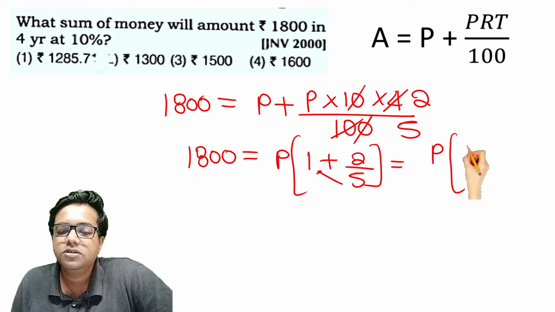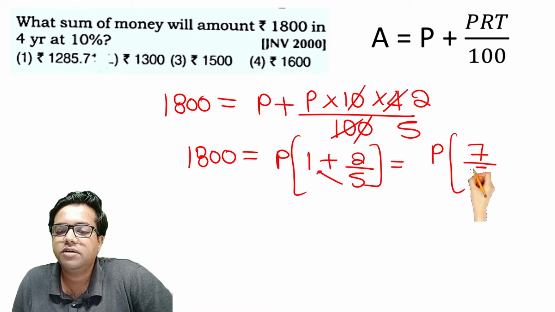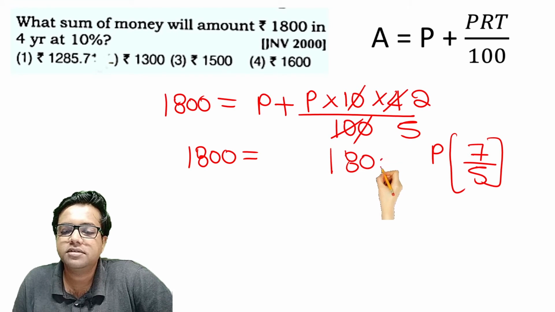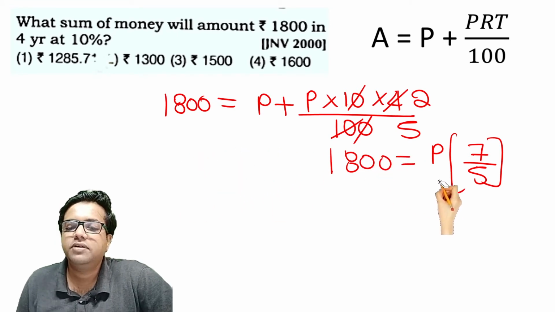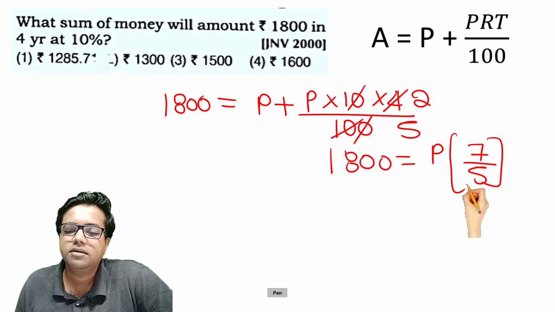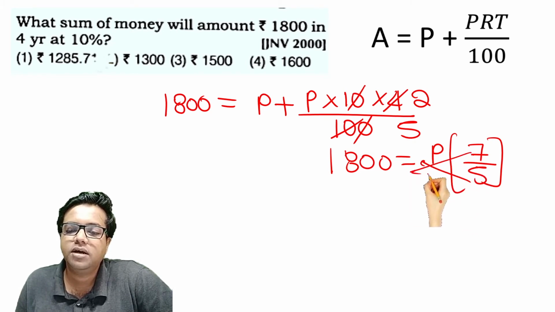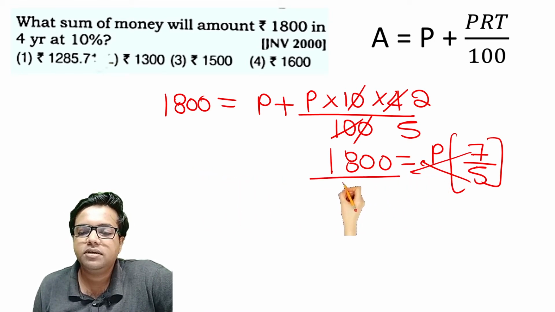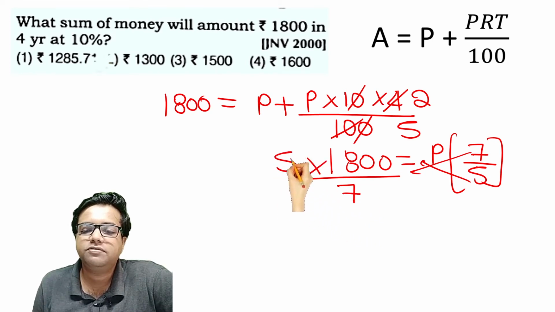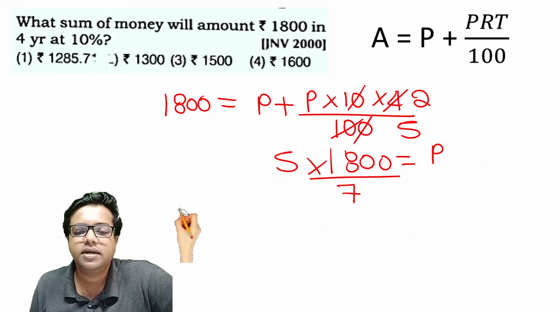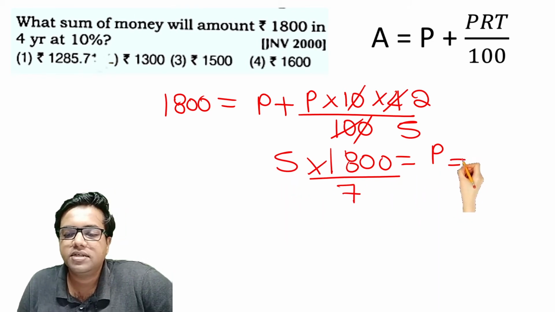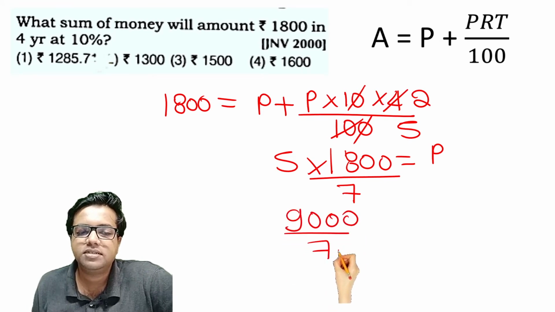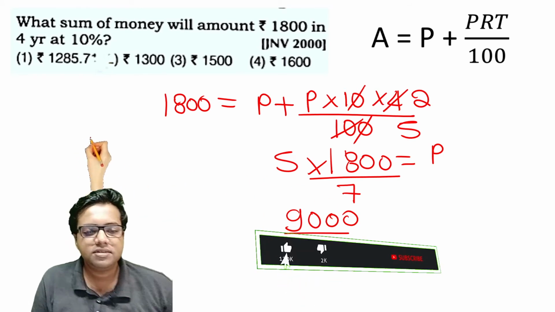Multiply 5 with 1, we get 5. 5 plus 2 is 7, so 7 by 5. This is what you get. I will write 1800 here itself. Now you need to multiply by 5, and this will come down, divided by 7 and multiplied with 5. This is the answer you will get. 18 fives are 90 and 2 more zeros, divided by 7. Let's divide this by 7.